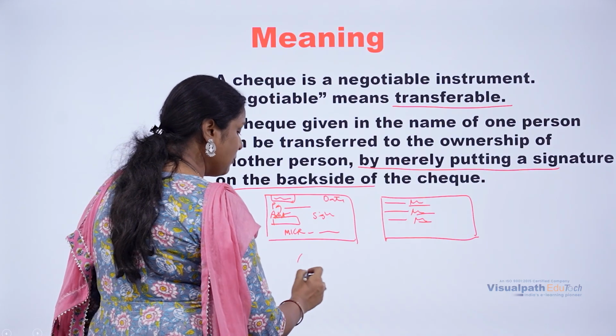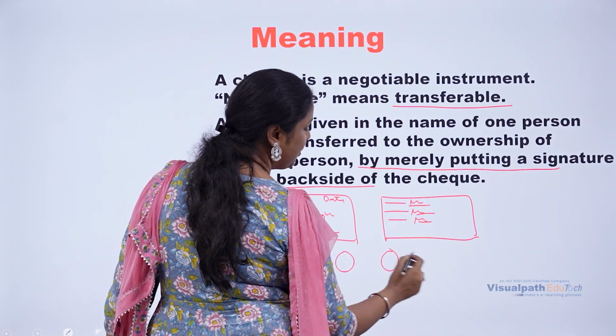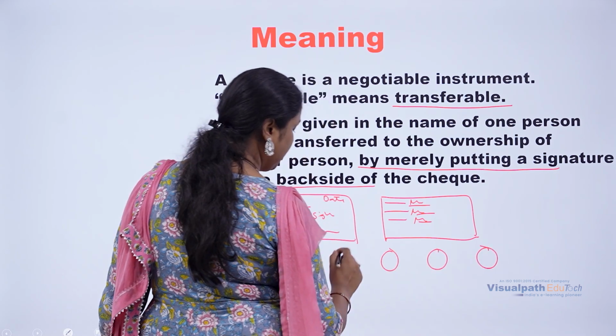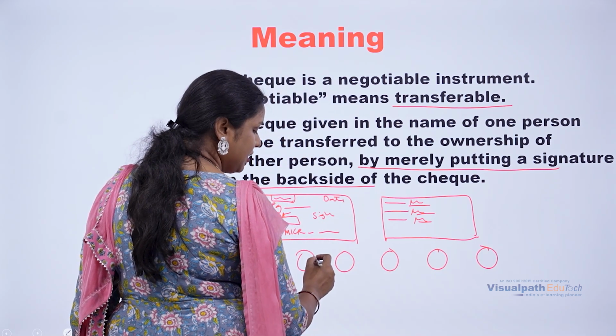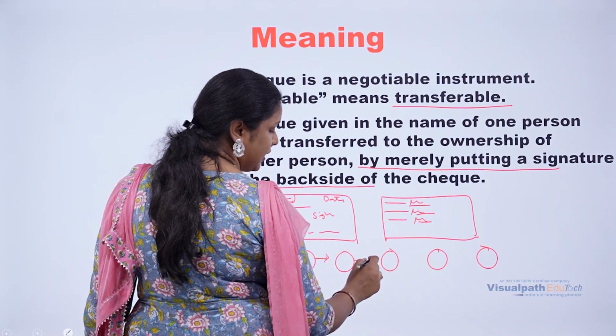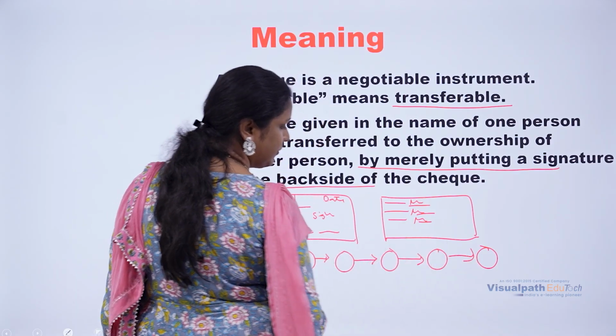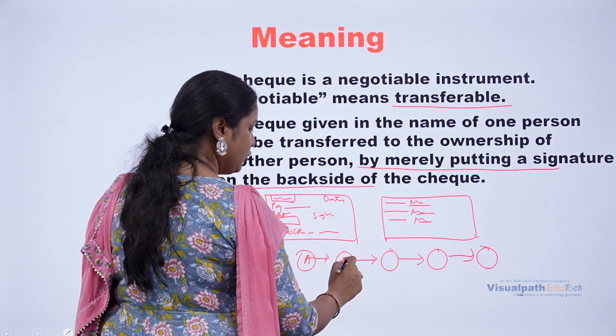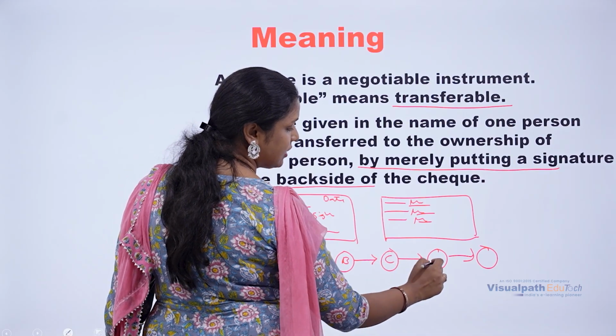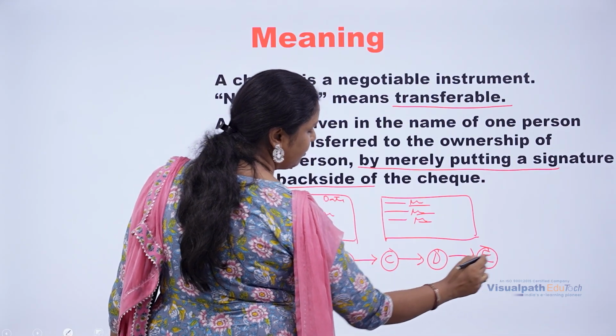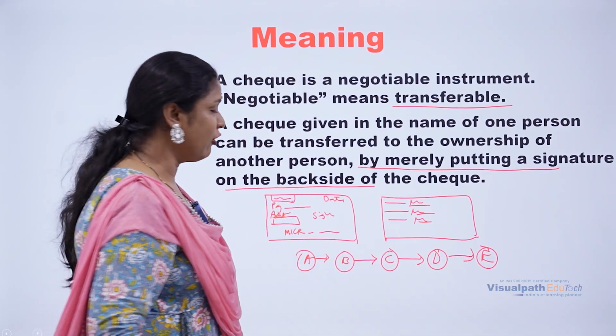Now when trade happens, there are not one or two persons involved. There are multiple persons involved. So this person has to give some money to this person. This person also has to give money to someone. Like this, there is a chain. A has to give something to B, B has to give something to C, C to D, D to E. A issued a check for B.